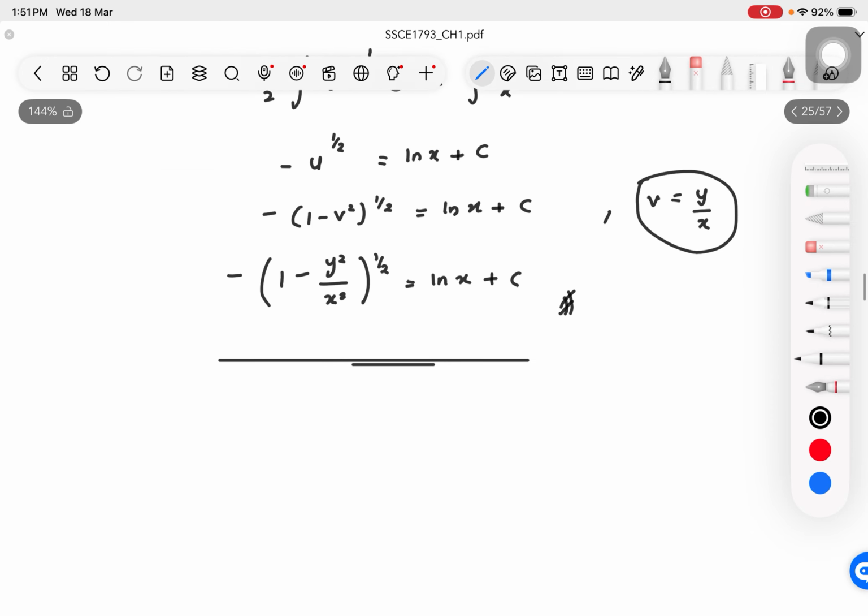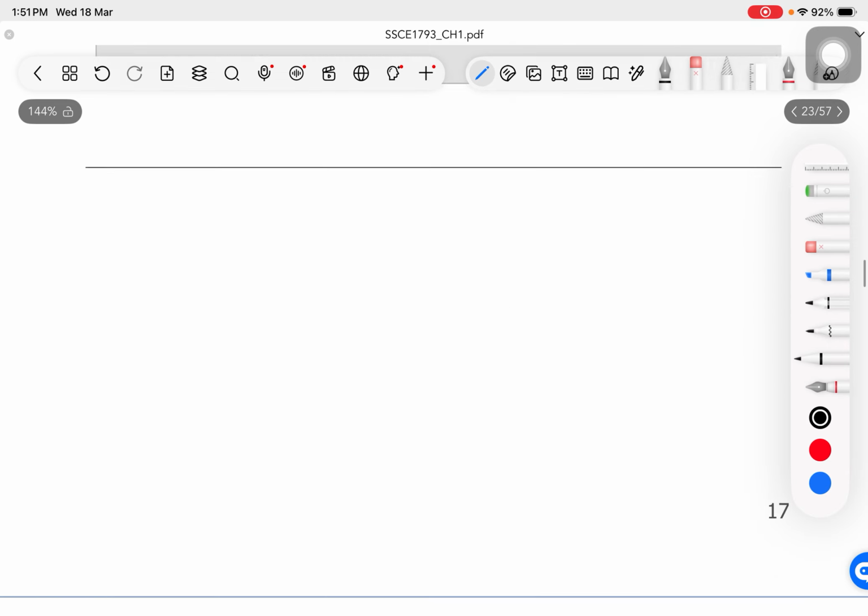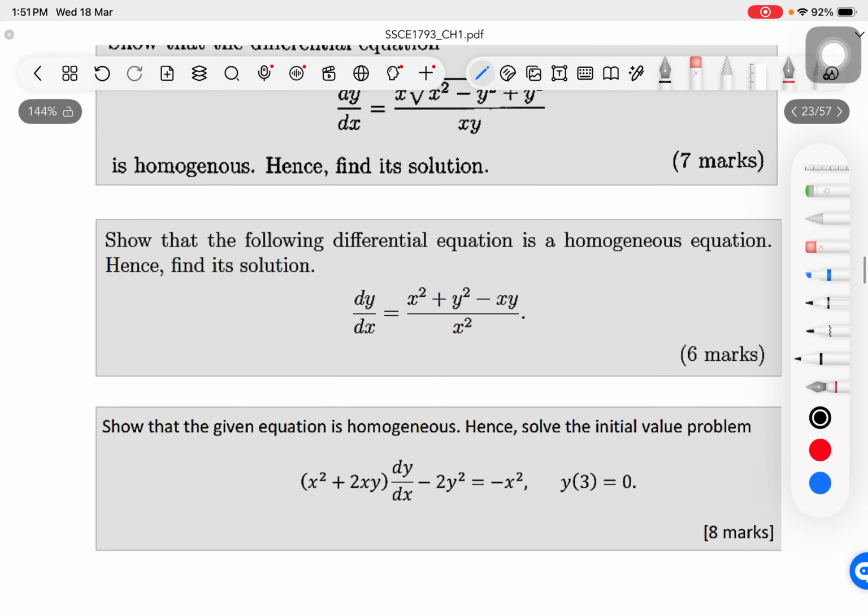Okay, so basically this is how we solve homogeneous equations. Here I left 2 questions for you to try. Okay, please try this one, see whether you can do it or not.